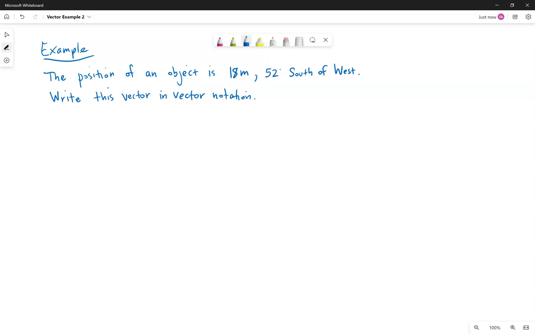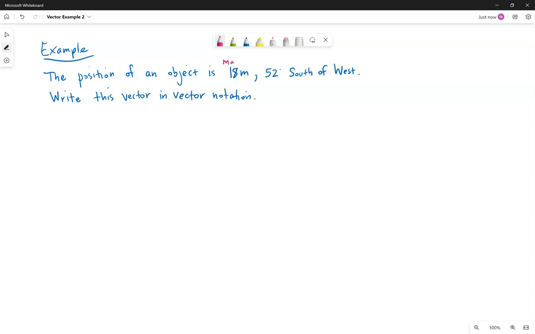I want to do one more example of writing a vector in terms of its x and y components, in terms of just one single vector. We'll have more examples where we're adding vectors together, but just one more basic intro example. So here we have the position of an object is 18 meters away from some sort of origin, and at an angle of 52 degrees south of west.